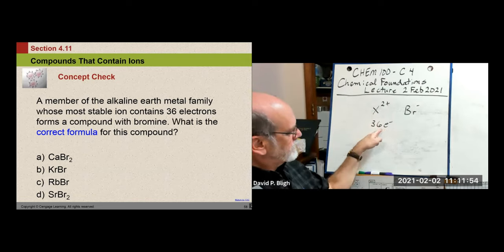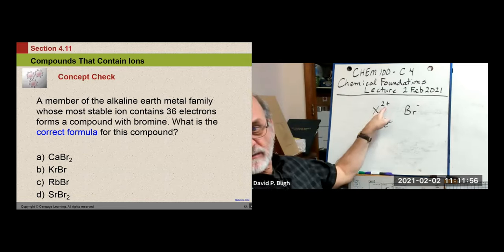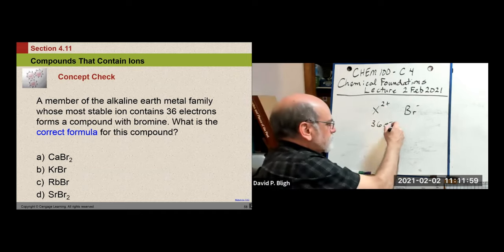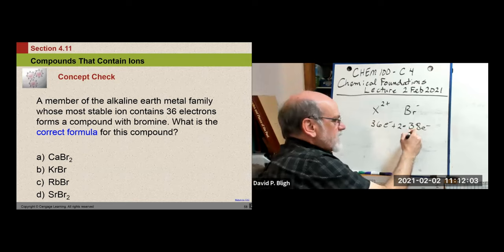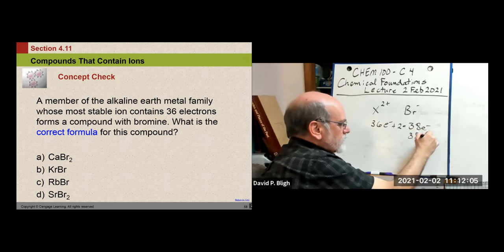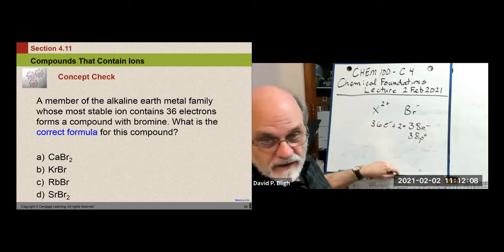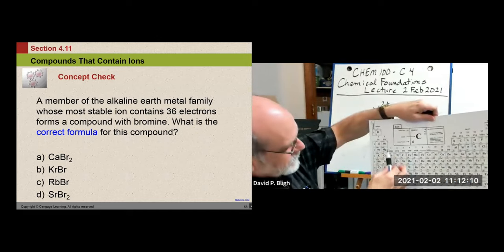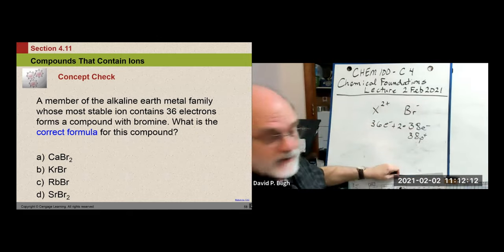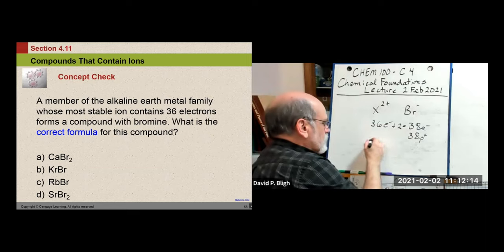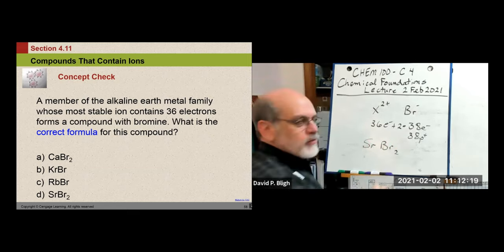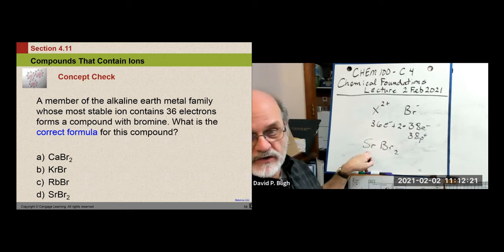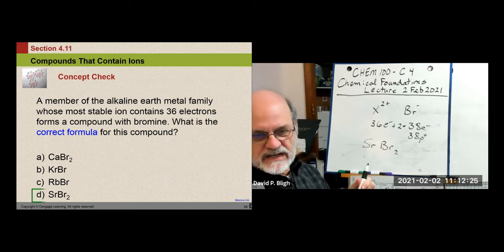So here we have 36 electrons, but we need 2 more to balance that 2 plus. 38 electrons, which means 38 protons, which means we go down here till we find 38. Strontium. So strontium combines with bromine, and we need 2 bromines because this is a 2 plus charge and that's a 1 minus charge. So the answer is D.